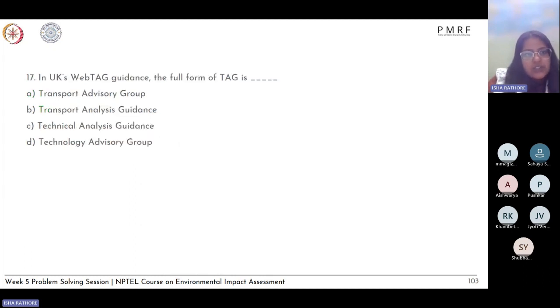Moving on to the next question. So in UK WebTAG guidance, the full form of TAG is A, Transport Advisory Group, B, Transport Analysis Guidance, C, Technical Analysis Guidance, or D, Technology Advisory Group.